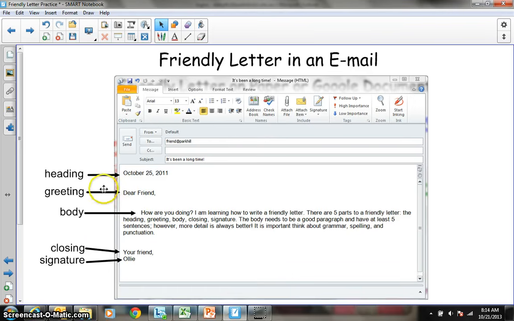Otherwise, you complete the 5 parts exactly the same way as you do if you are writing it on paper or in a Google document.